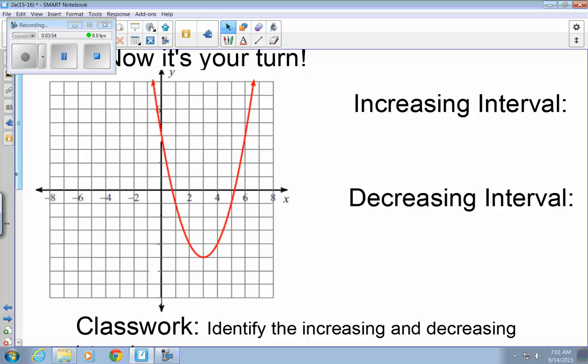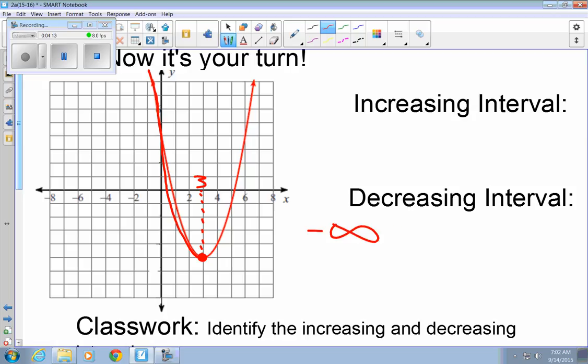Now it's your turn. I'll give you a little bit to try this out. Alright, the graph starts here, a negative slope, all the way to, what's that, 3. So it's decreasing from negative infinity to 3. And it's increasing from 3 to the right to infinity.